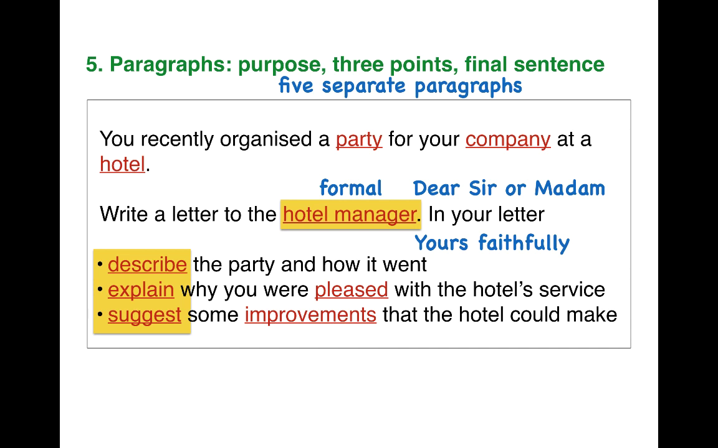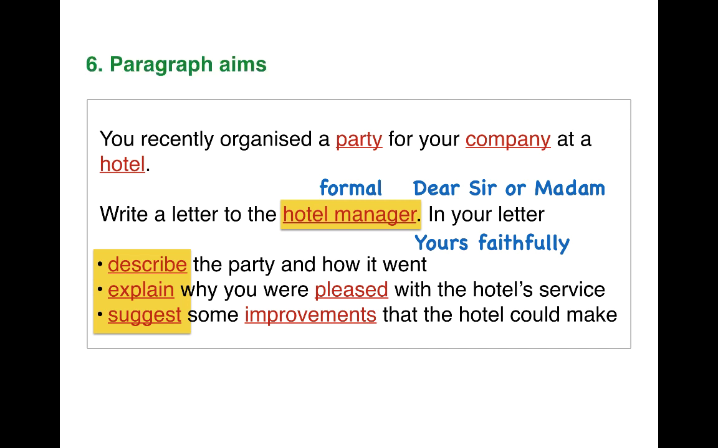And for every letter in writing task 1 in the general test, I'm going to recommend that you write these 5 separate paragraphs. Always have a purpose sentence, separate paragraph, then 3 paragraphs for the 3 bullet points on the task card, and then a final sentence. Step 6, the paragraph aims. Well, you can see the aims here. We have to describe the party, explain why we were pleased, and suggest improvements. We must answer those or fulfill those three aims or requirements.